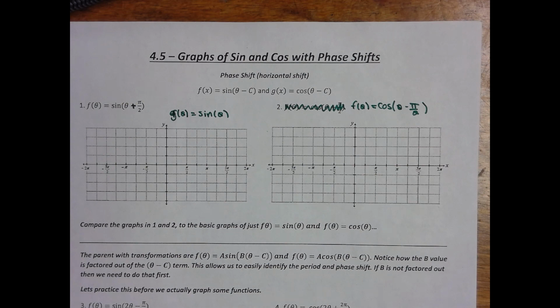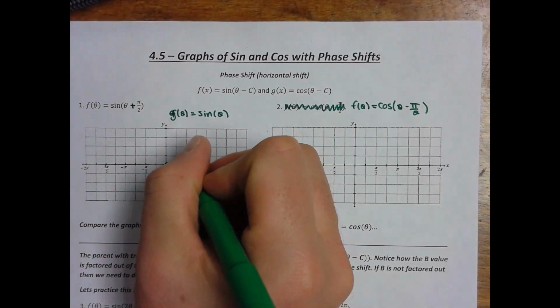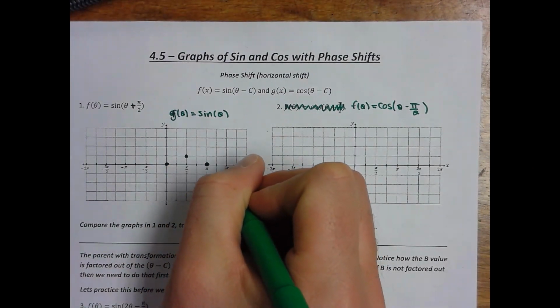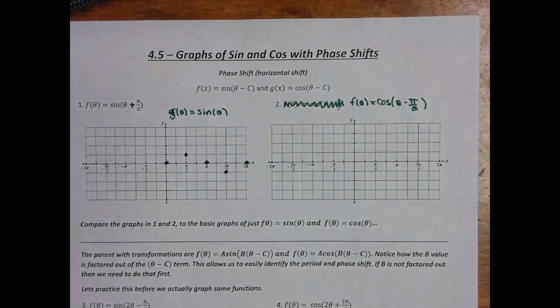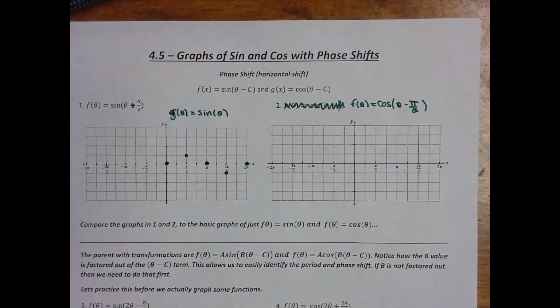I'm going to graph sine of theta just like I normally would. So it starts at 0. Period is 2 pi, so I get back to the midline at 2 pi. I'm also on that midline at the half period point. The quarter period is a maximum. The 3/4 period is a minimum. Now I'm not going to connect those dots yet because those are not the dots for the graph that we're actually trying to come up with.